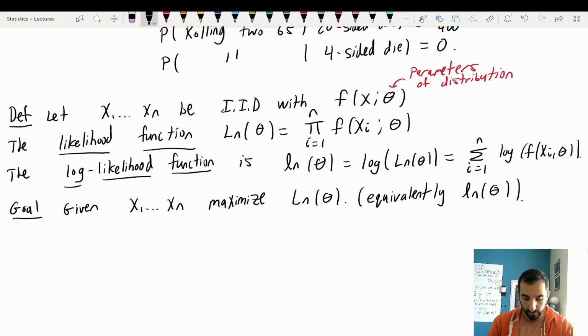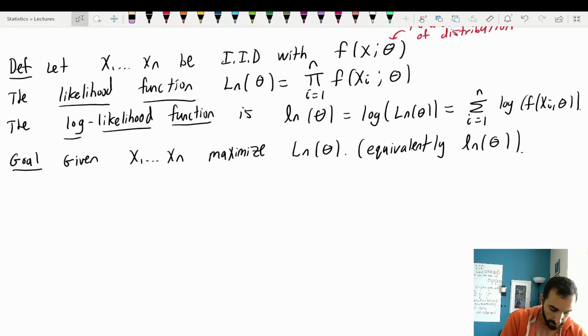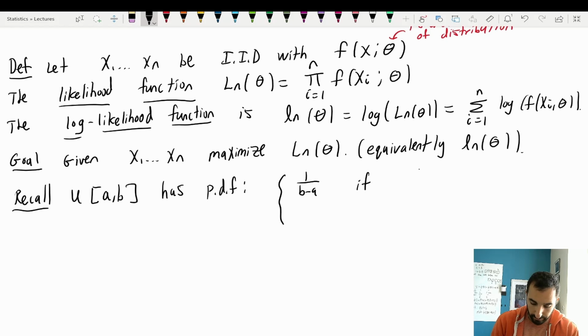All right, so let's do an example here. Let me remind you that the uniform distribution on the closed interval AB has the probability density function given by one over b minus a if x is between a and b, and 0 otherwise.